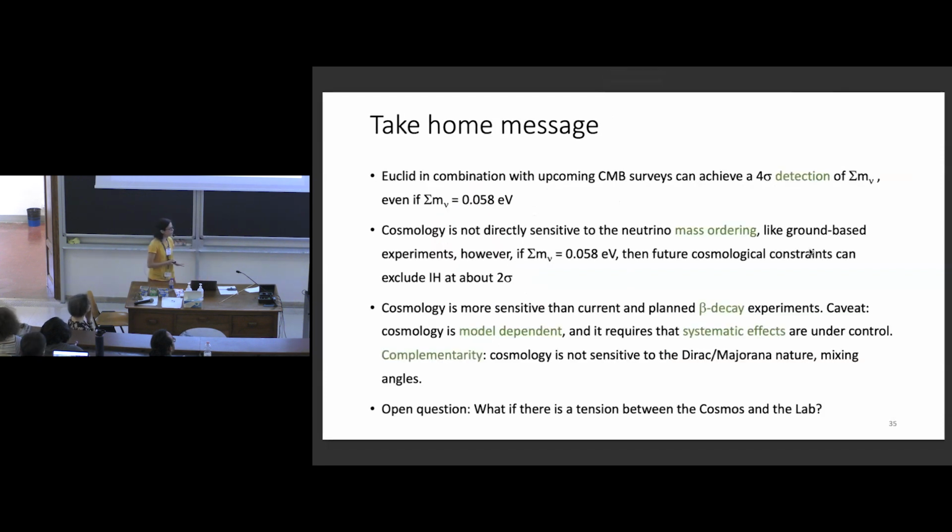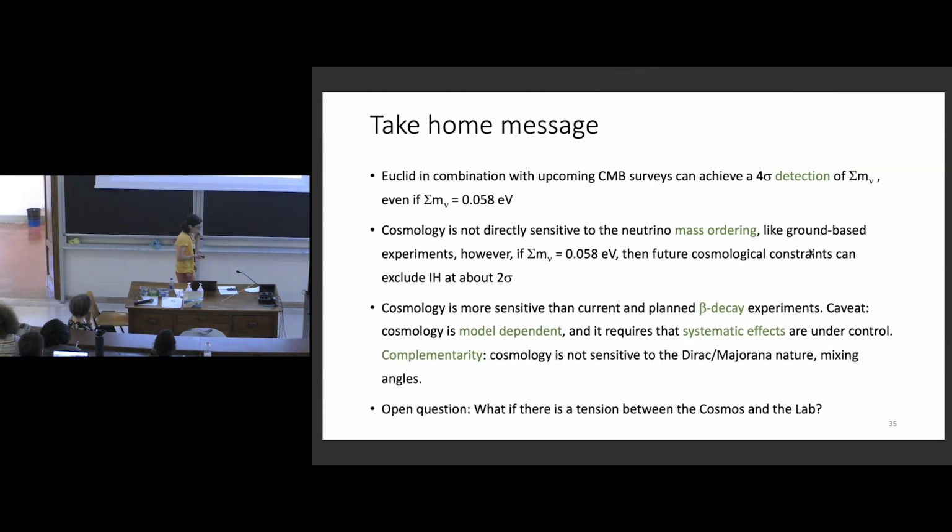So with this, I will move to the conclusions. Euclid has the potential to detect a non-zero neutrino mass. It also has the potential to put some pressure on the inverted ordering of neutrino masses. However, it is not directly sensitive to the neutrino mass ordering like other experiments, JUNO or DUNE.